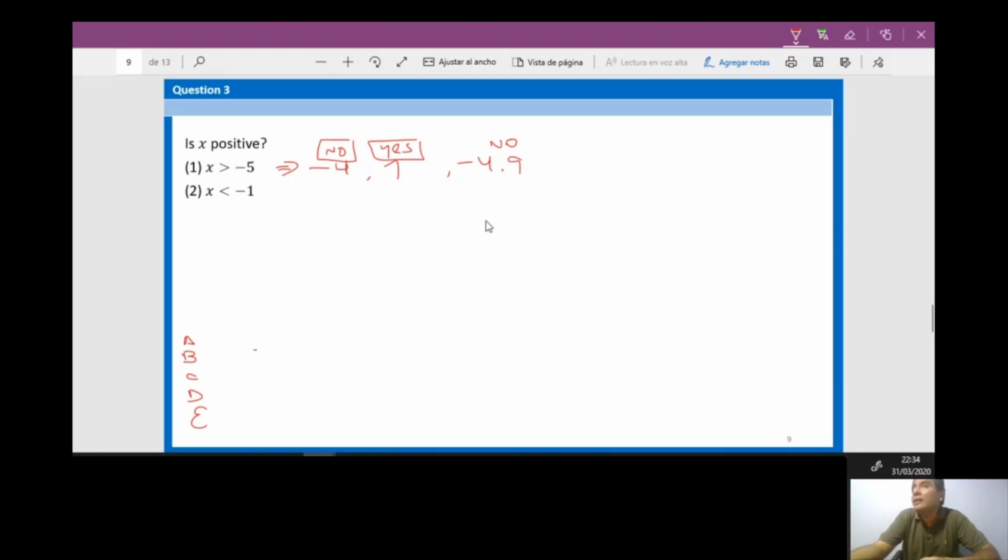But it is all right with just seeing that the answer has already changed. We don't need to try more values now that we see that we can have 2 possible answers, yes or no. That is not sufficient, okay? Because we can answer this question in 2 ways. Sometimes we can say no, sometimes we can say yes. Okay, what about statement 2? It says that X is less than -1.